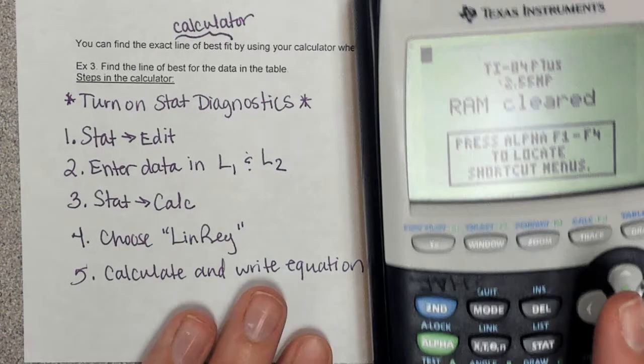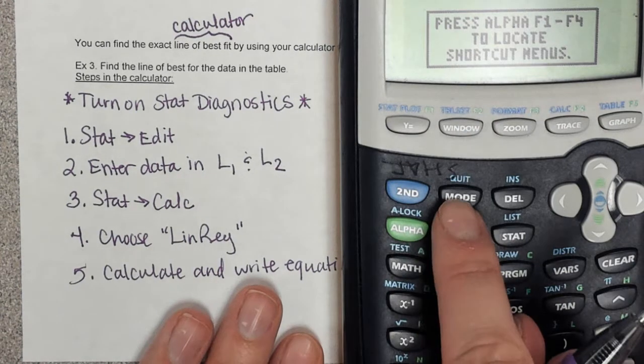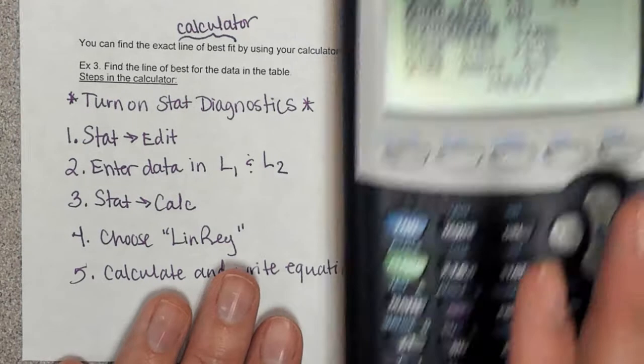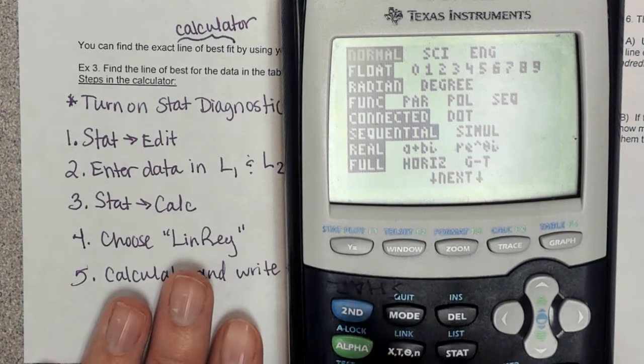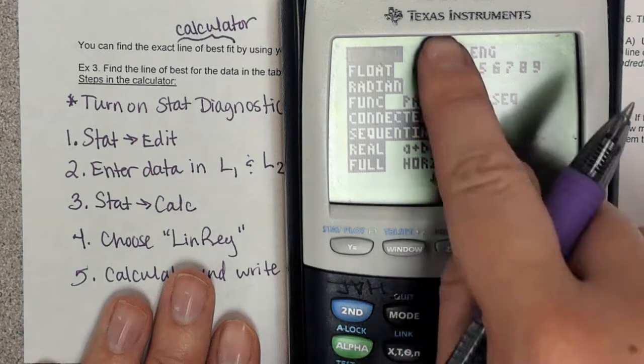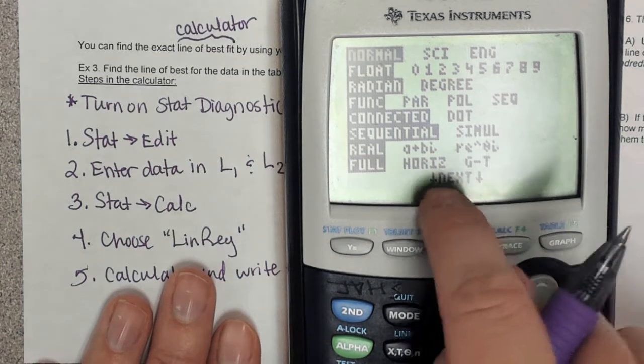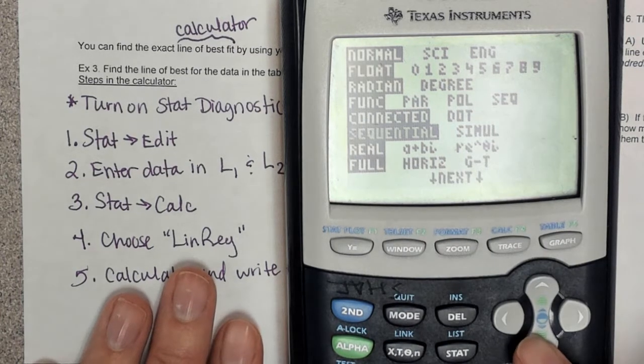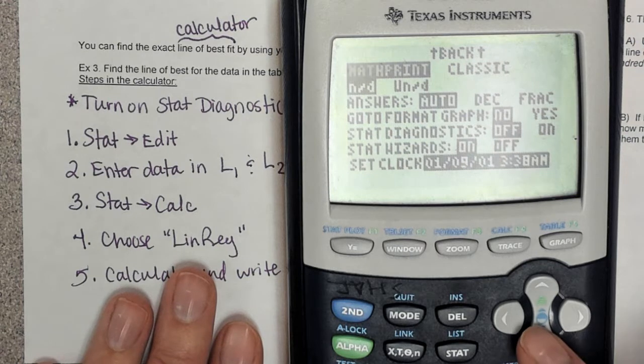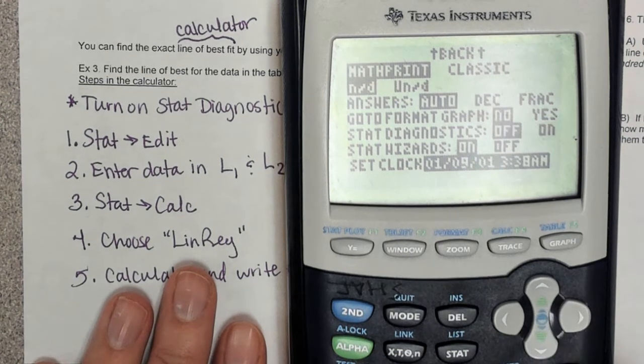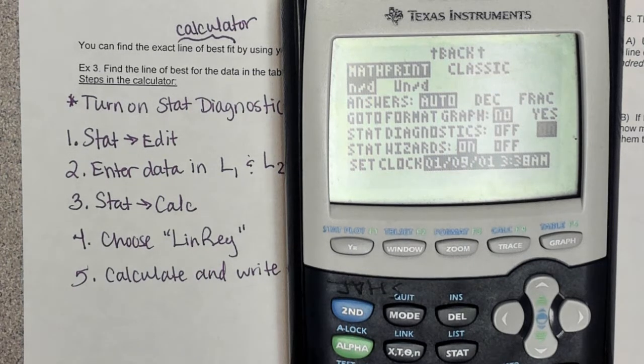Okay? And to turn it on, we go to mode. So hit the mode key. Mode is right next to second, by the way. And we want to go down to stat diagnostics, which is in the next screen. So you're going to go down. Okay? We're going to turn stat diagnostics on. So just highlight it and turn it on, okay? Everyone good there? That's a necessary step that you'll just have to do if your calculator's been cleared.